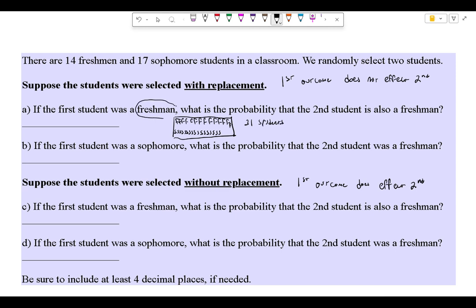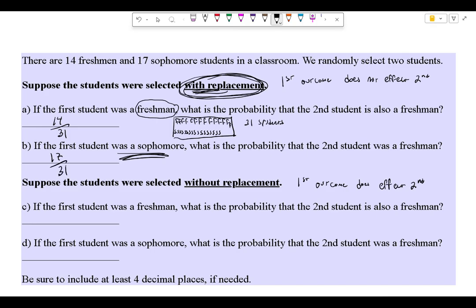If we select the first person, and they're a freshman, but then we put them back into the population for the second selection, our probability will still be the same, 14 out of 31, because there are still 14 freshmen in the classroom out of a total of 31. If the first student was a sophomore, what is the probability that the second student is a freshman? Again, we choose the first person, they're a sophomore, but then we put them back in the classroom. We replace them in the sample space or in the population. We would still have the same probability, 14 out of 31, because there are still 31 students in the class.